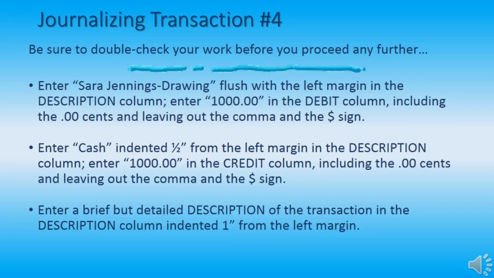Enter cash, indented 1/2 inch from the left margin in the description column directly below the first entry. Enter $1,000 in the credit column, including the 0 cents and leaving out the comma and the dollar sign. Right below that, you're going to enter a brief but detailed description of the transaction in the description column, indented 1 inch from the left margin. Be sure to double check your work and make sure you understand what you have just done before you proceed any further. On the next slide, we discuss relating transaction 4 to a QuickBooks entry.